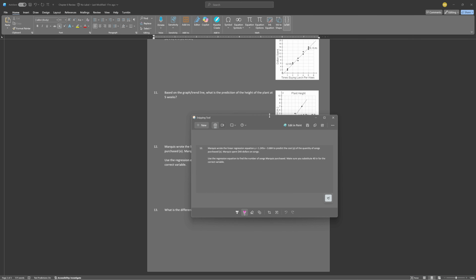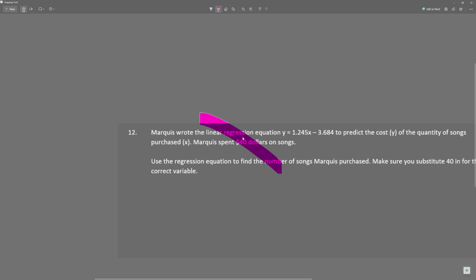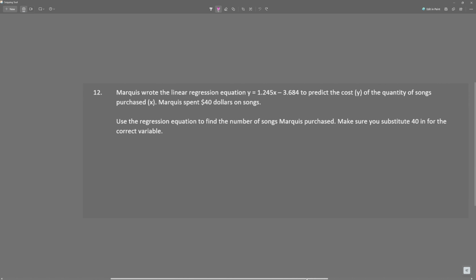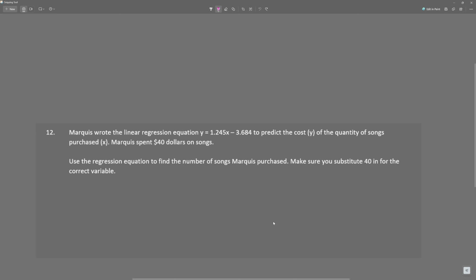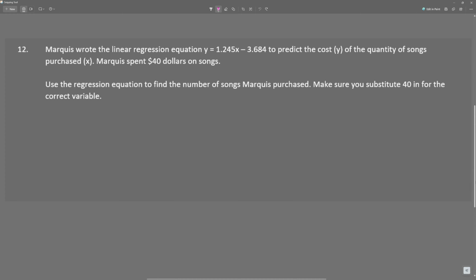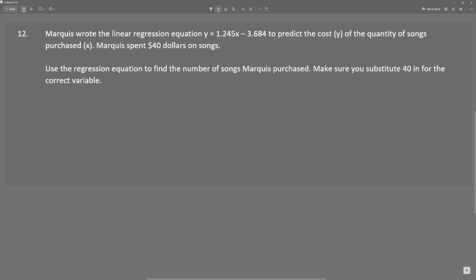So number 12, Marquise wrote a linear regression equation. There it is, right there, to predict the cost, which we put in y. So the cost in dollars is our y value. The quantity of songs that he bought is our x value. And so we're trying to find the number of songs that he purchased, so we're solving for x.